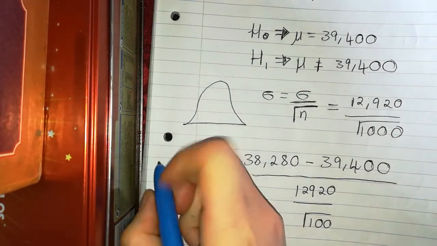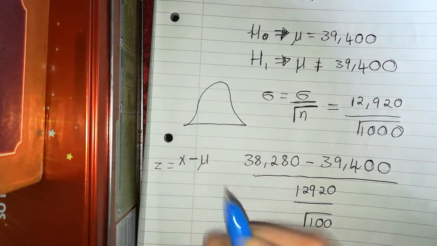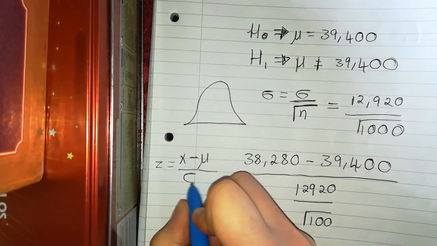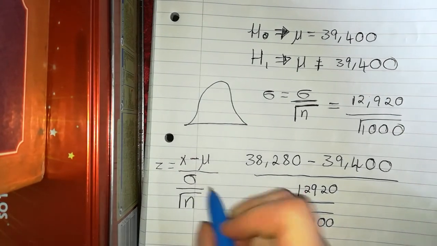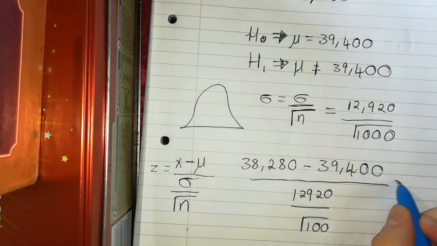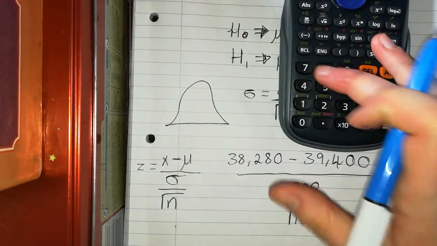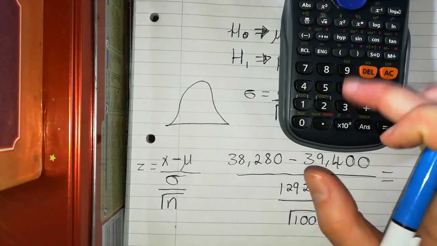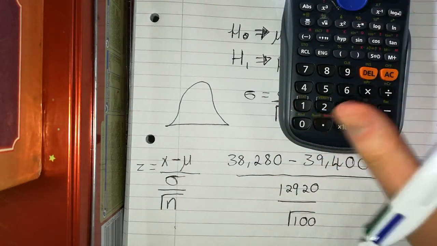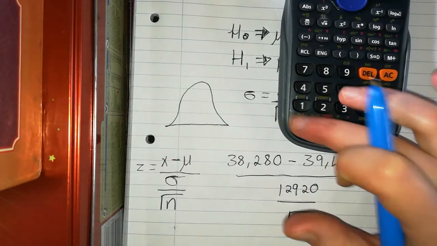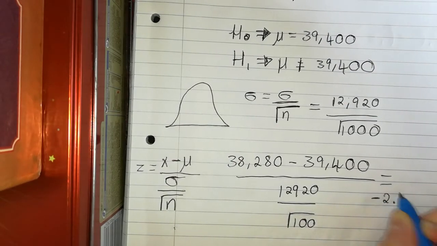The formula is z equals the sample mean minus the original mean, over the standard deviation over the square root of the sample size, because the standard deviation of the mean is the standard deviation over the square root of the sample size. So I get 38,280 minus 39,400, over 12,920 over the square root of 1,000, and I get a z value of minus 2.74.